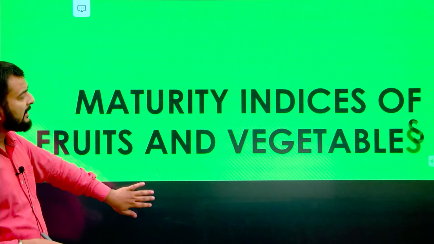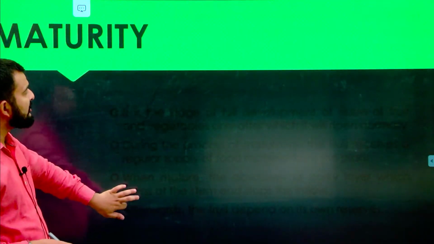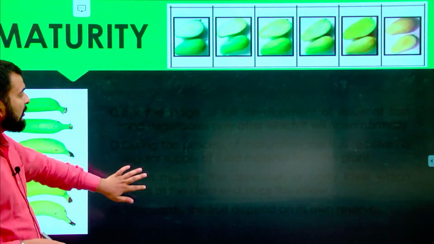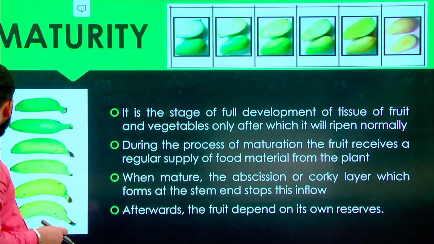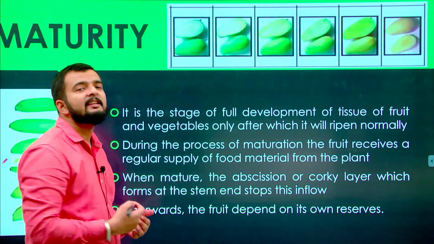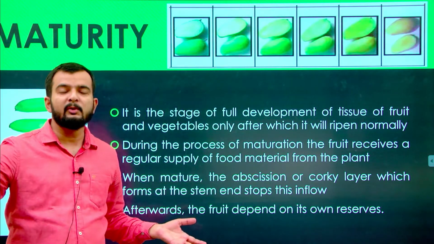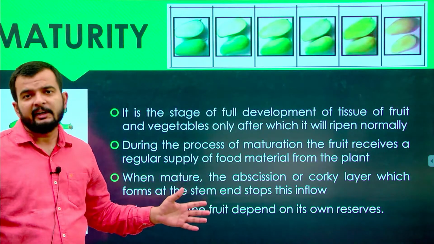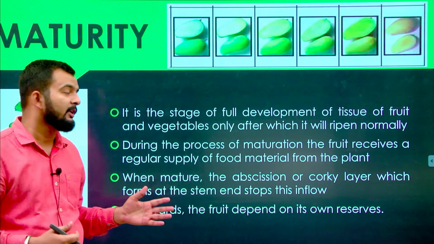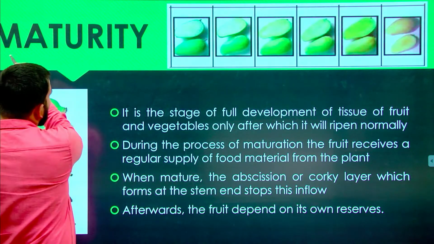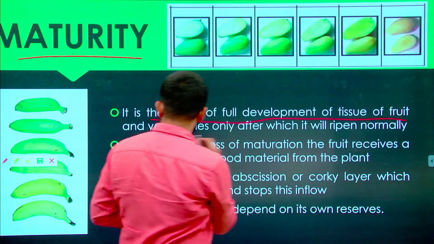See, first of all let's understand what is maturity. So maturity is the stage of full development of tissues of fruits and vegetables. See, a fruit has a journey from flower to when you eat it. That journey involves various stages of development before it is ready to be consumed. So maturity is the stage of full development of tissues of fruits and vegetables.